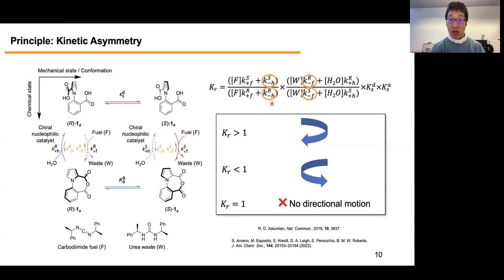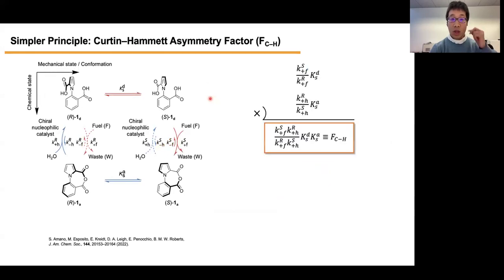But the problem of this Kr is that it's a relatively complicated expression, and also it includes very small rate constants such as k minus f, which is the reverse rate constant for this process. And these rate constants are very difficult to measure or control in experiments. So it was difficult to implement this Kr for the actual design of molecular motors.